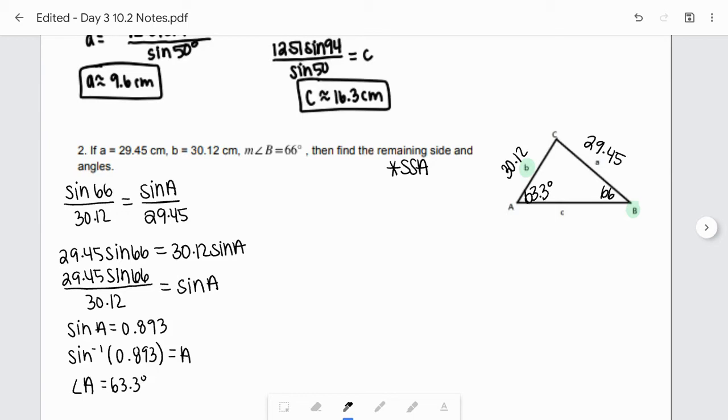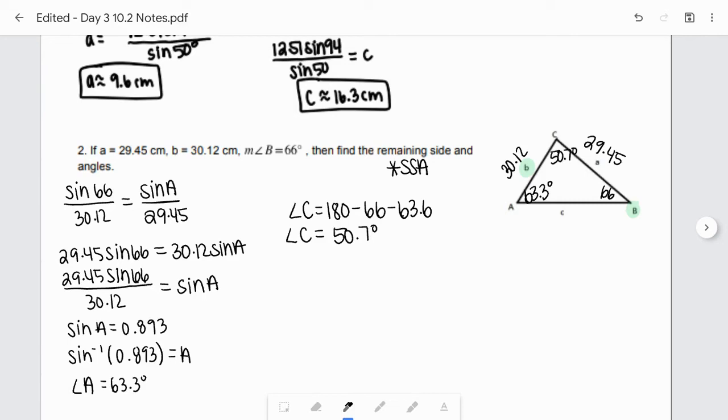Okay, so then we can find our angle C, again, just by taking 180 and subtracting 66 and subtracting 63.3, and we find out that angle C is going to be equal to 50.7 degrees.